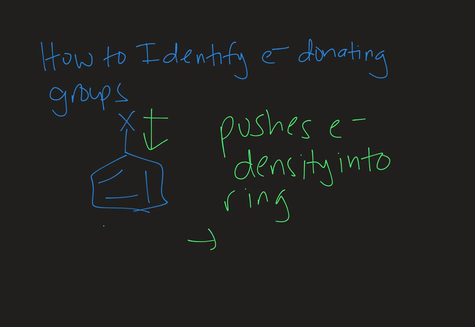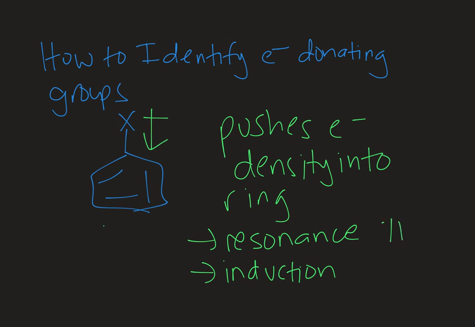It can push electron density into the ring either via resonance, which is a larger impact because you're pushing electrons around that pi system, or via induction, which is going to be the sigma framework, so just the unequal sharing of electrons in a sigma type bond. So resonance refers to our pi system, and induction refers to our sigma system.